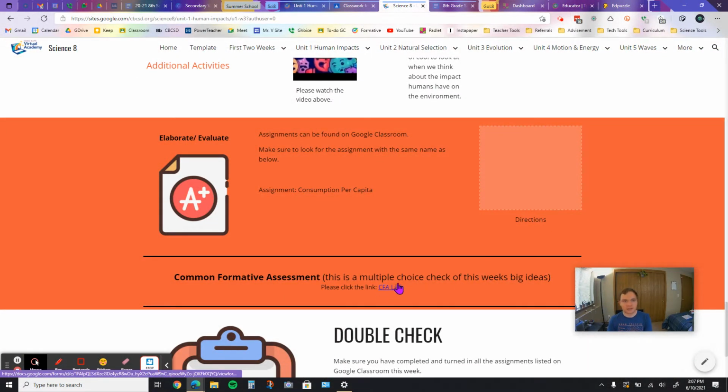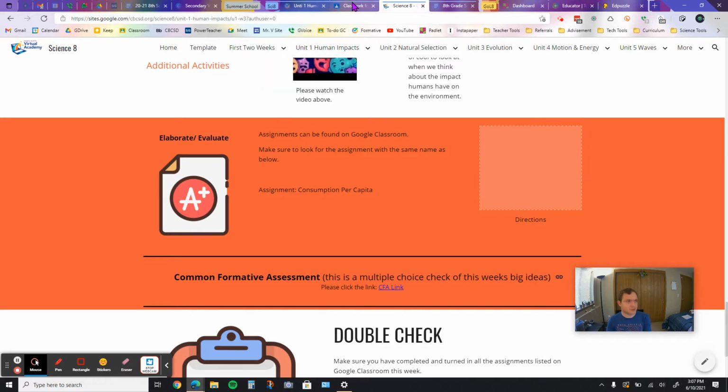Notice there's a CFA again. You'll probably have one for every week, except for the week that you test. But please make sure you're doing those. Like I said, they're multiple choice. Think of it almost like a mini quiz, but they really help your teacher to figure out whether you got it or not in terms of the concepts from this week.